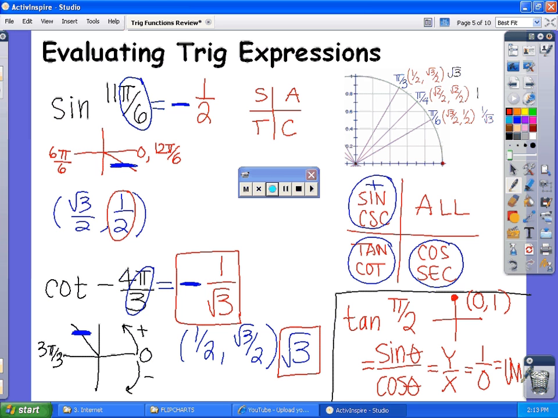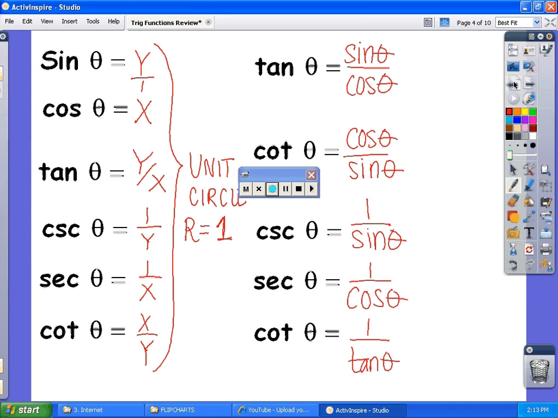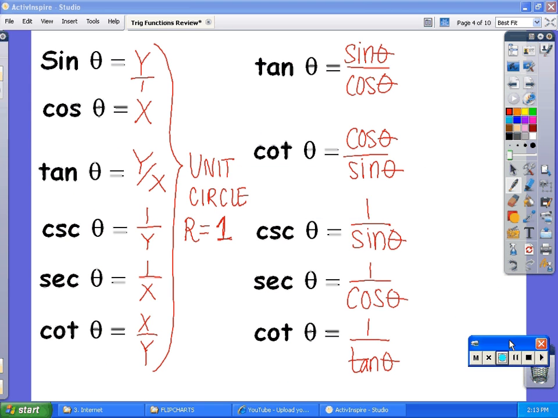You will get undefined for any trig function which is a fraction. So which ones are fractions? Given each of the 6 to the left, you could possibly get undefined for tangent, cosecant, secant, and cotangent. Sine and cosine have a domain of all real numbers. So no matter what you put in for theta, you will always have an output.